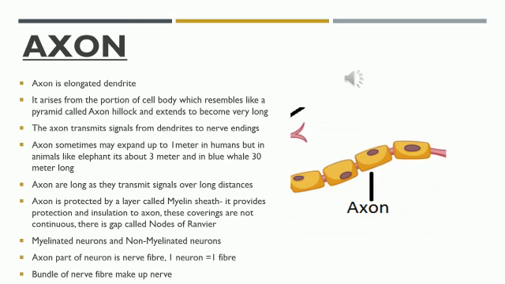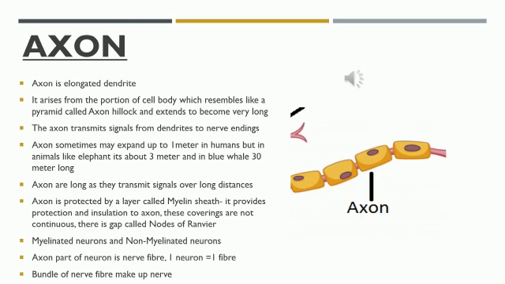And some neurons are myelinated, meaning a few neurons have a myelin sheath. That kind of neurons are said to be myelinated neurons, and some of the neurons which don't have a myelin sheath are called non-myelinated neurons.